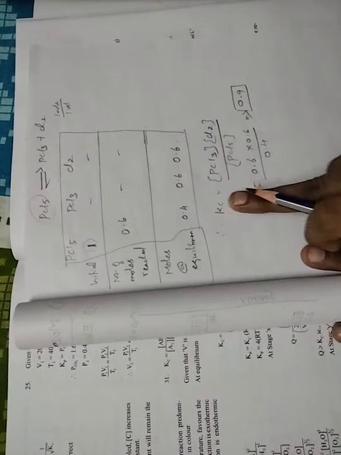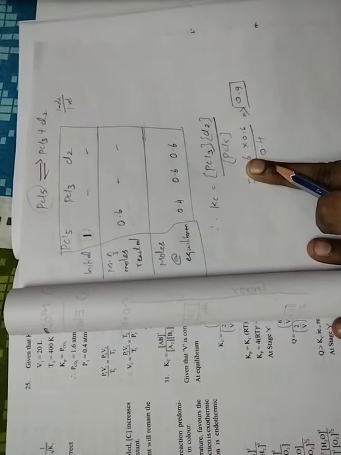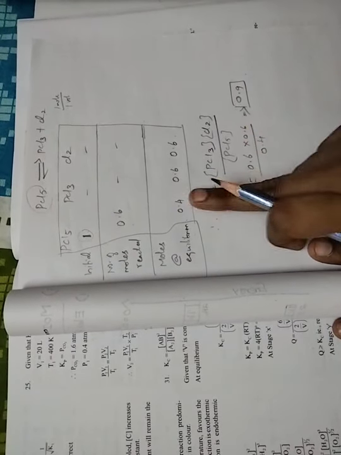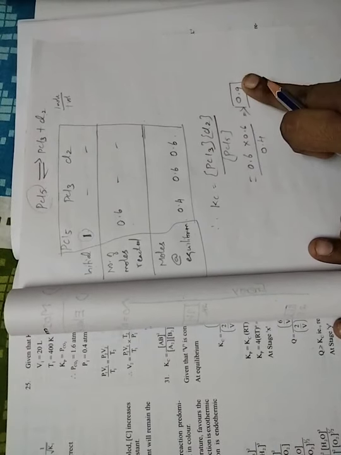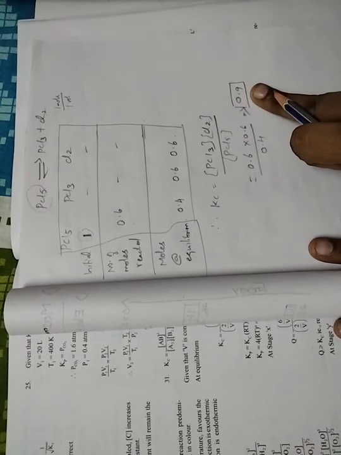Are you able to understand? So substitute all these values here. Kc is equal to PCl3 0.6, chlorine 0.6, divided by the value of PCl5, which is 0.4. When you calculate and simplify all this, we will be getting 0.9.